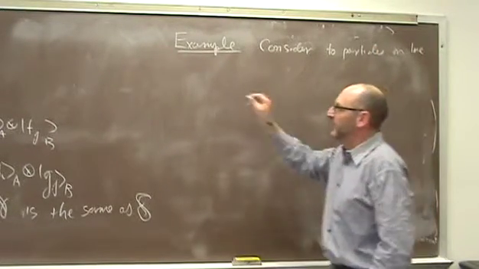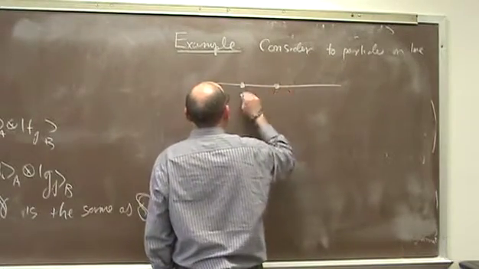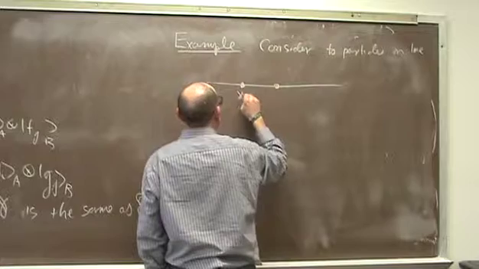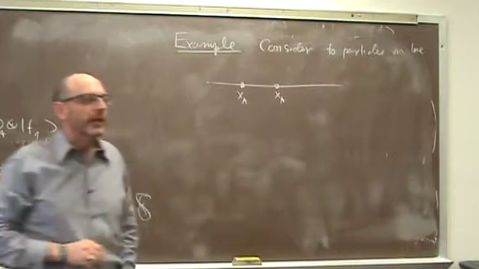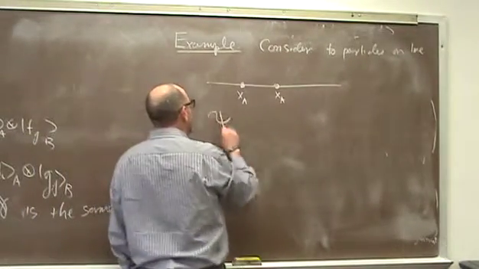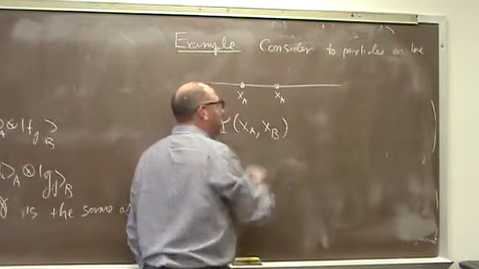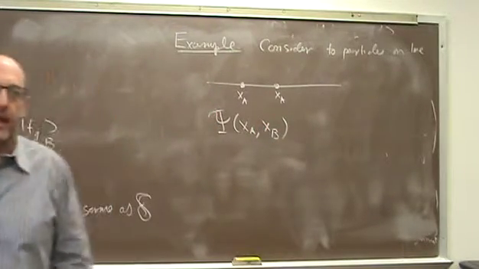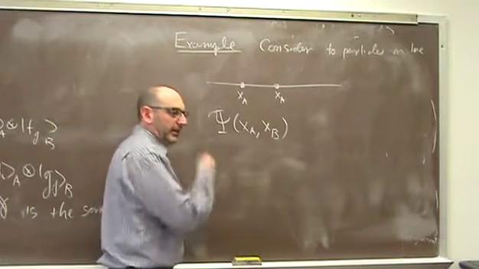Okay, so now I'm talking about infinite dimensional grid spaces, but the same idea holds. I have two particles with positions xa and xb, and I can write the joint state of the system as a wave function in those coordinates. And I can ask whether or not this is an entangled state between these two.